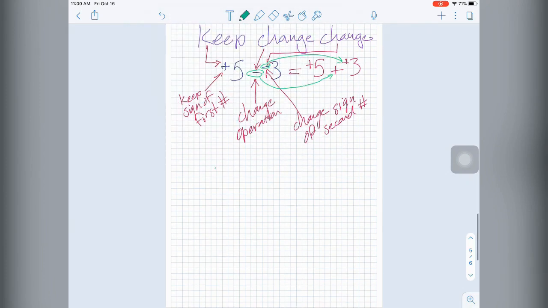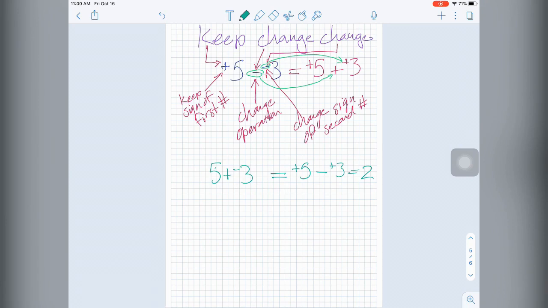You can change things back. Let's say I have 5 plus negative 3. Well, some people don't like the idea of adding negatives, but let's see what happens if I do keep, change, change. I keep the 5 positive. I change the addition to a subtraction, and then I change the negative 3 to positive 3, and now it's just 5 minus 3. Everybody knows that is 2.